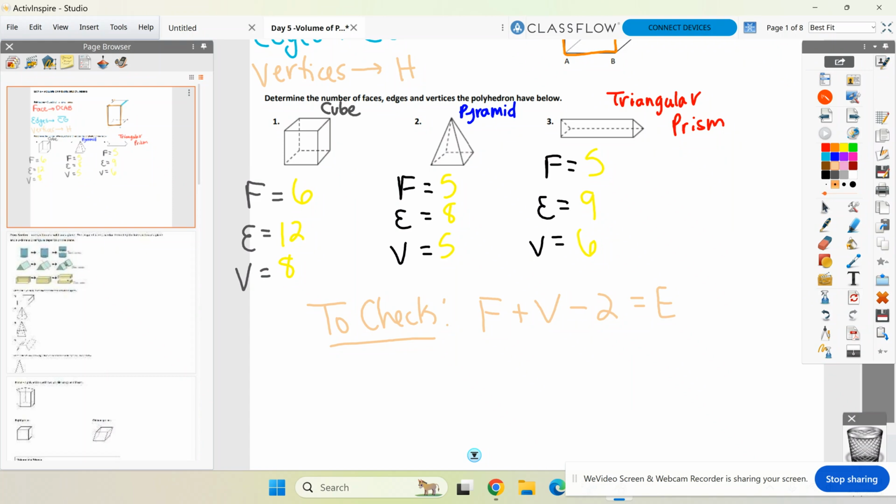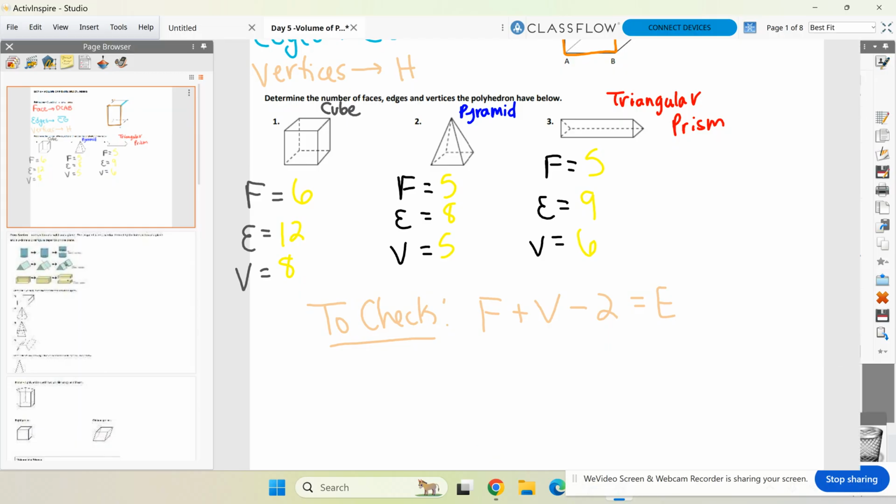So if you look at our 3 examples here, look, 6 plus 8, subtract 2 from it. Yeah, I get 12. 5 plus 5 minus 2, I get 8. 5 plus 6 minus 2, I get 9. So there's a little check to see if you got the correct number of all 3. Anything you'd like to ask, comment about faces, edges, vertices before we start cutting our polyhedrons here?